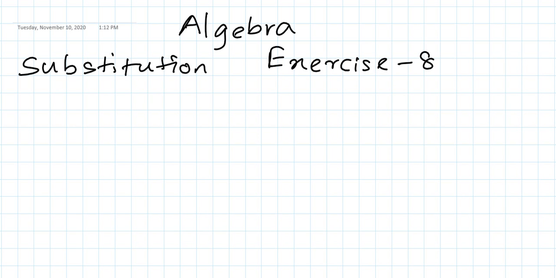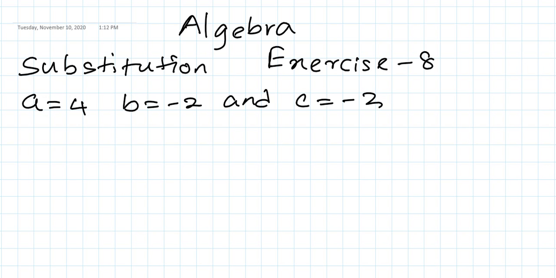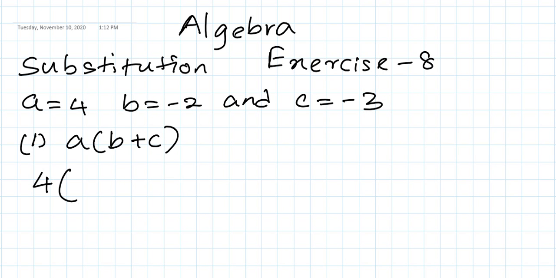The values are given as a equals 4, b equals -2, and c equals -3. The first expression is a times (b plus c). So I'm going to replace, or substitute, the values. a is 4 and b is -2 plus c equals -3.